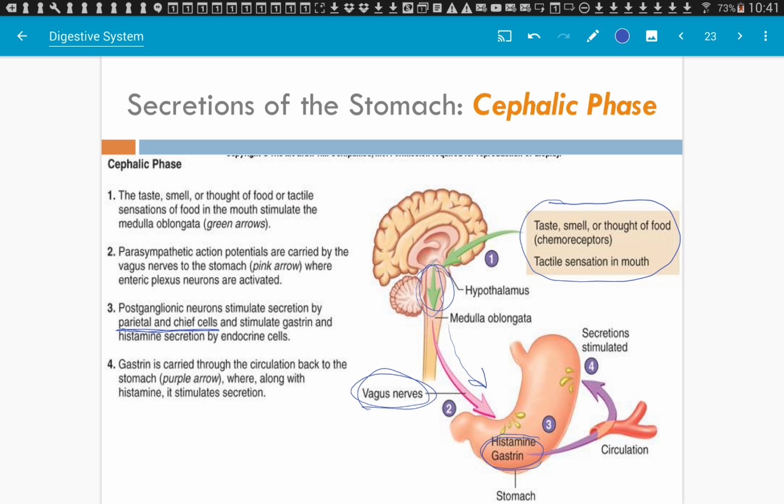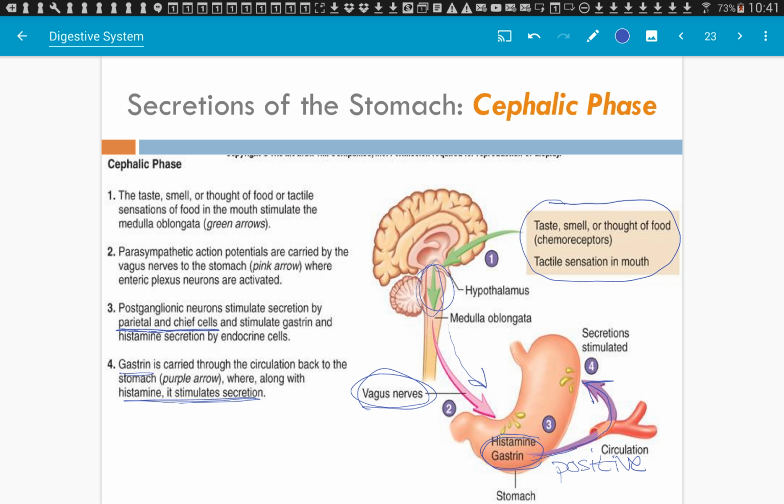Okay? Now, the next step, what does gastrin do? Gastrin actually travels from the stomach into the circulatory system. So it goes into the bloodstream, and it actually comes back around and acts on the stomach itself, which is kind of interesting. It's carried into circulation, back to the stomach, where it stimulates secretion of more histamine. So this is kind of like a positive feedback thing that will stop once you start eating the food.